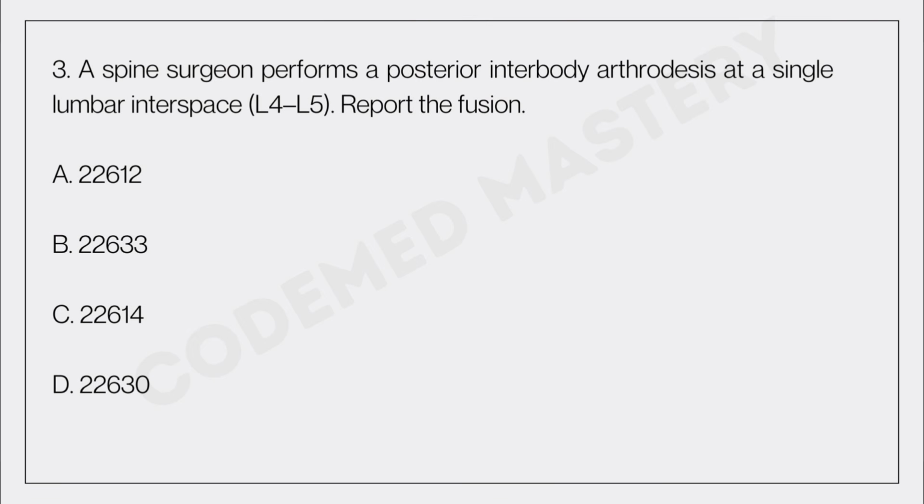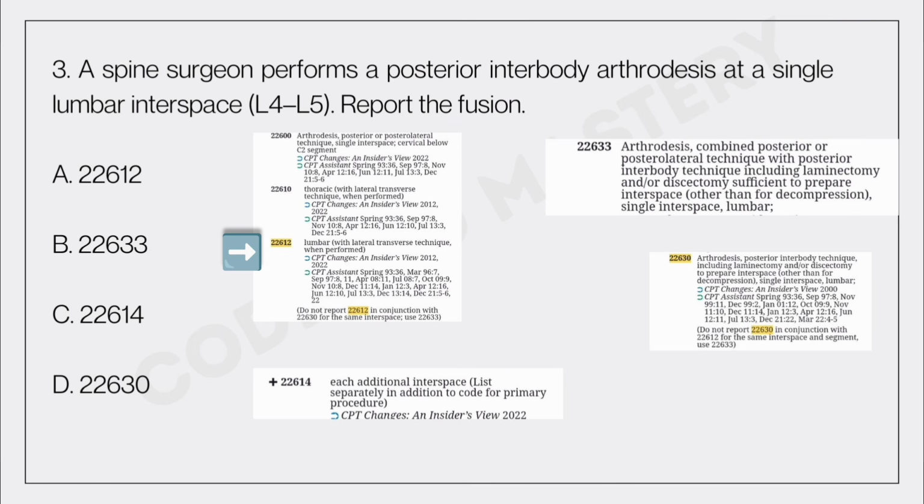Options are 22612, 22633, 22614 and 22630. 22612 is for arthrodesis, posterior or posterolateral technique, single interspace, lumbar.